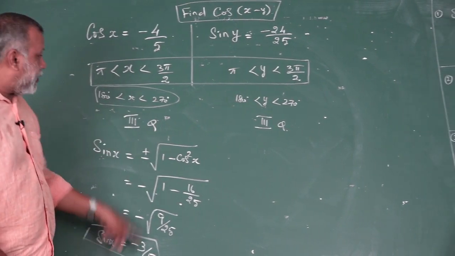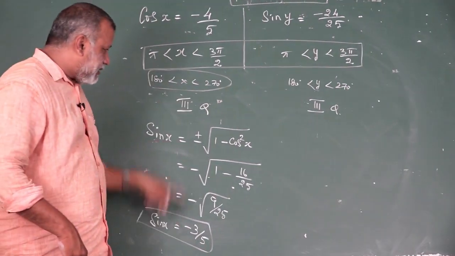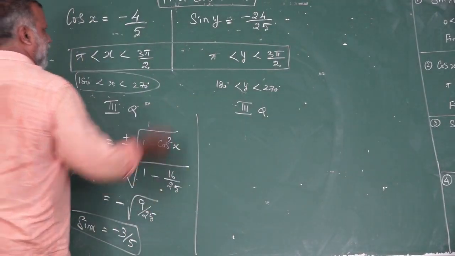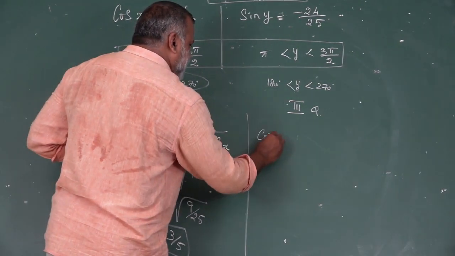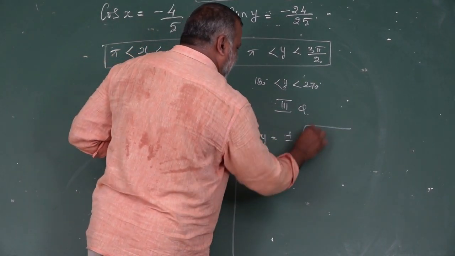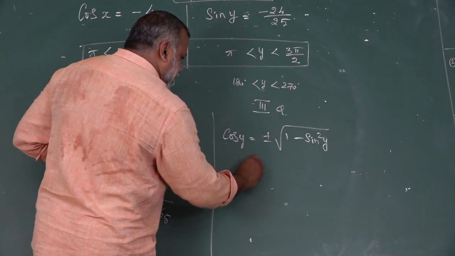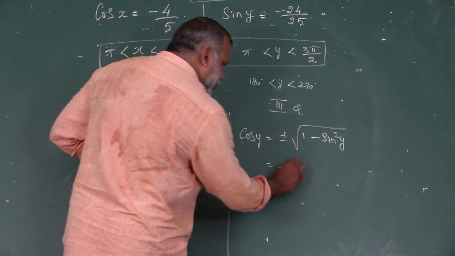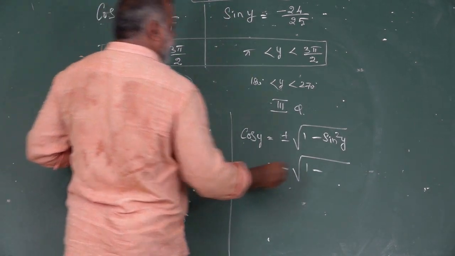Why are we getting negative? It lies in the third quadrant. In the third quadrant, sin x gets negative. Here the same method. Already given data sin y, so we are going to find cos y. Cos y equals plus or minus square root of 1 minus sin squared y. Now listen, it lies in the third quadrant, so cos gets negative. Square root of 1 minus 24 by 25.